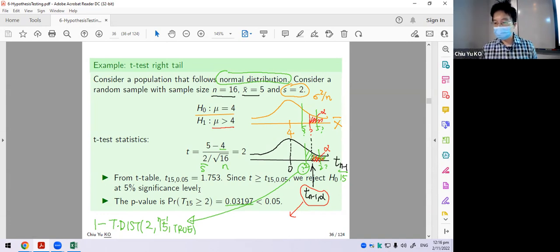And the other, as I said, you can look at the critical value. It's the same idea. We'll be using the inverse, T inverse. If the right-hand side is 5%, the left-hand side is 95%. So maybe I use the red color. I just use T inverse of 0.95, and this will give us 1.75, which I will show soon.